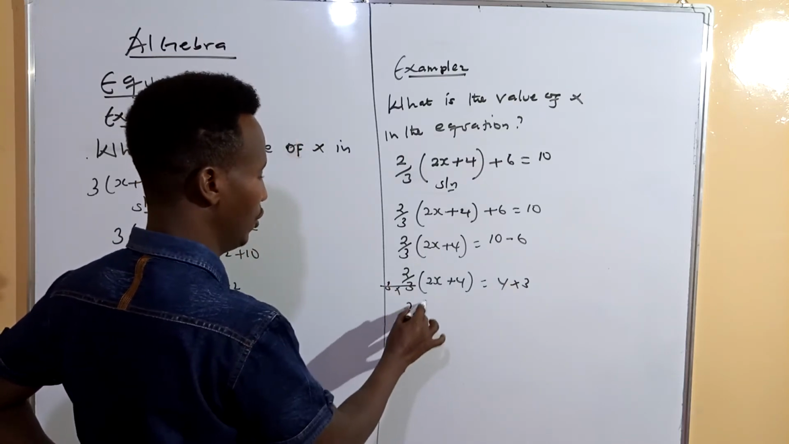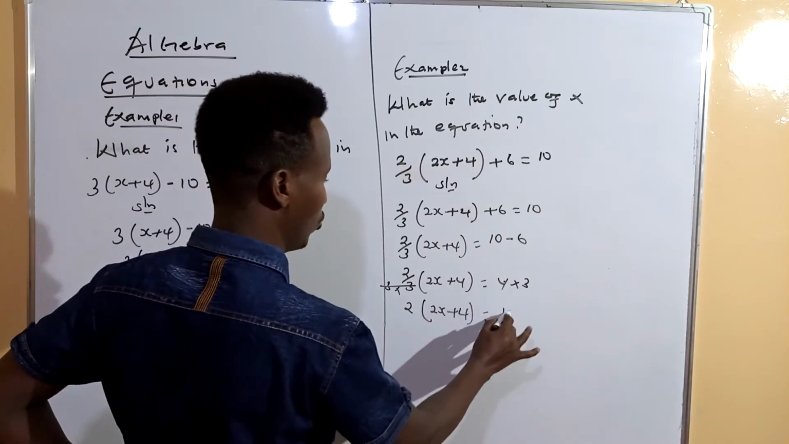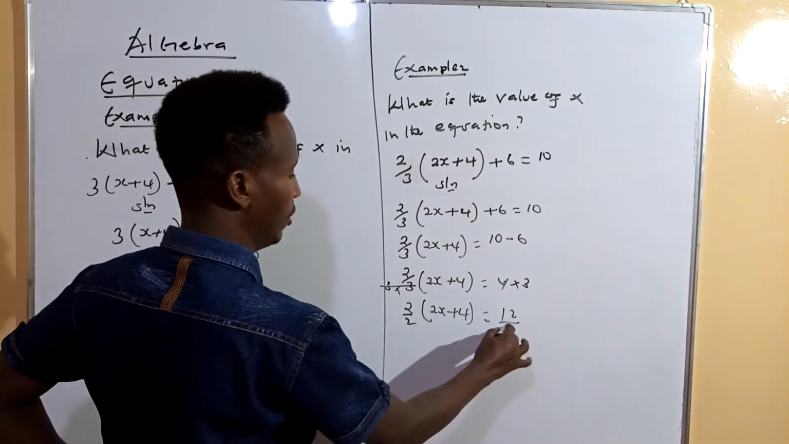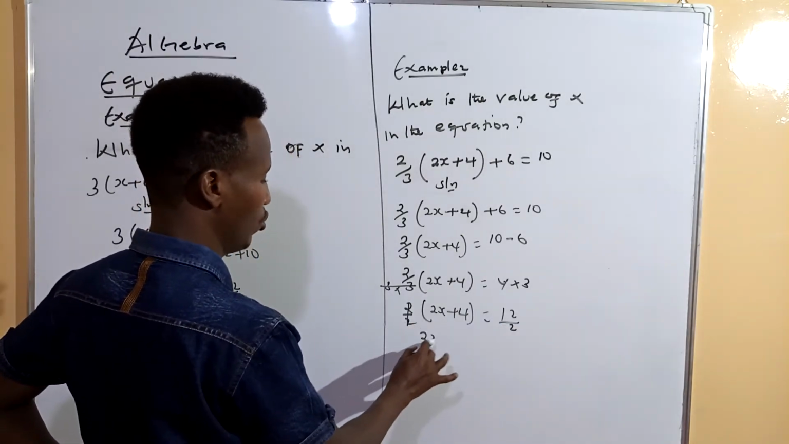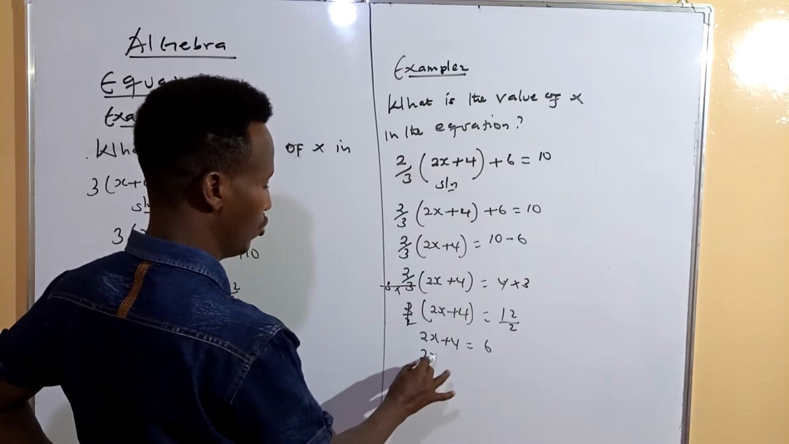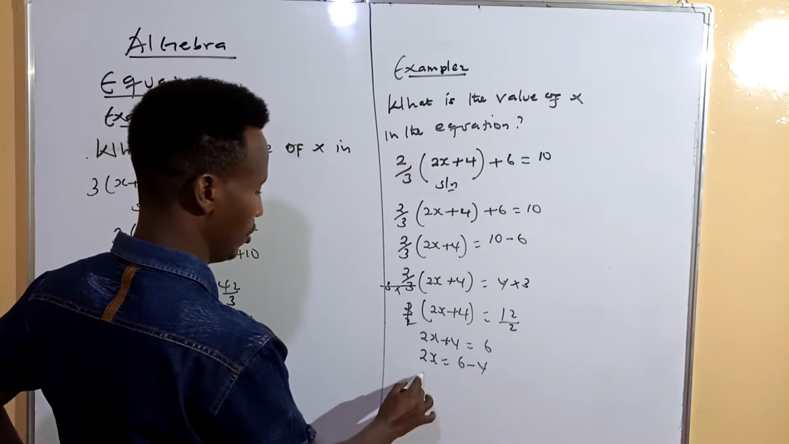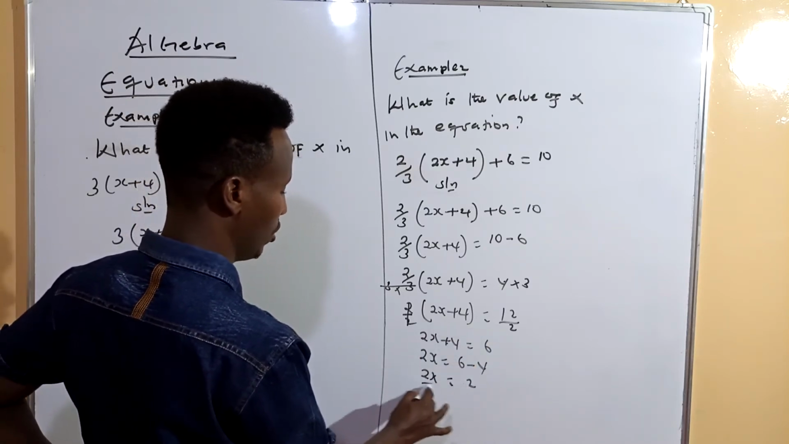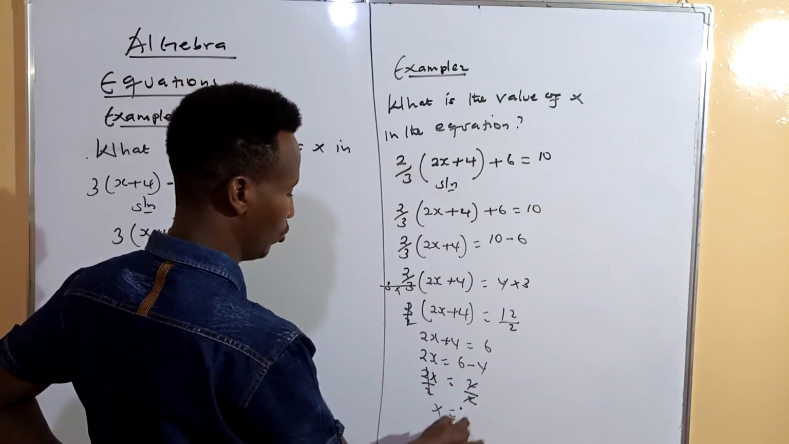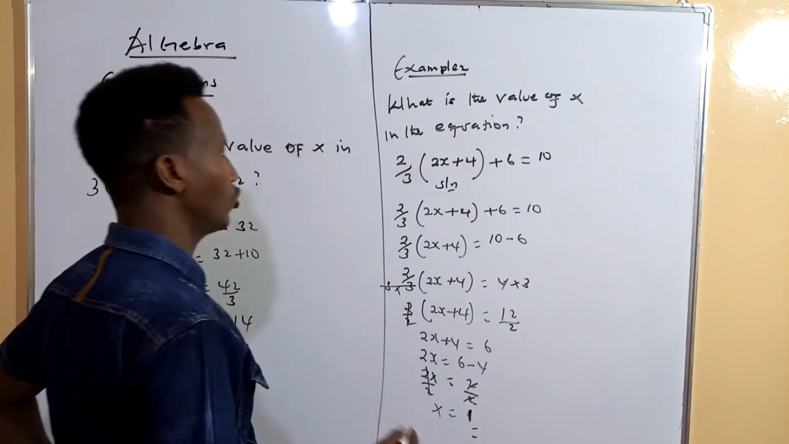Cancel this 2. You have 2 into 2x plus 4 is equal to 4 times 3, which is 12. Then, the moment you reach here, you can see divided by 2, divided by 2. Cancel. 2x plus 4 is equal to 6. Take this 4 to the other side again. 2x is equal to 6 minus 4. So, 2x is equal to 2. Divide both sides by 2. Cancel. So, x will be 1. Just understand. So, x value is 1.